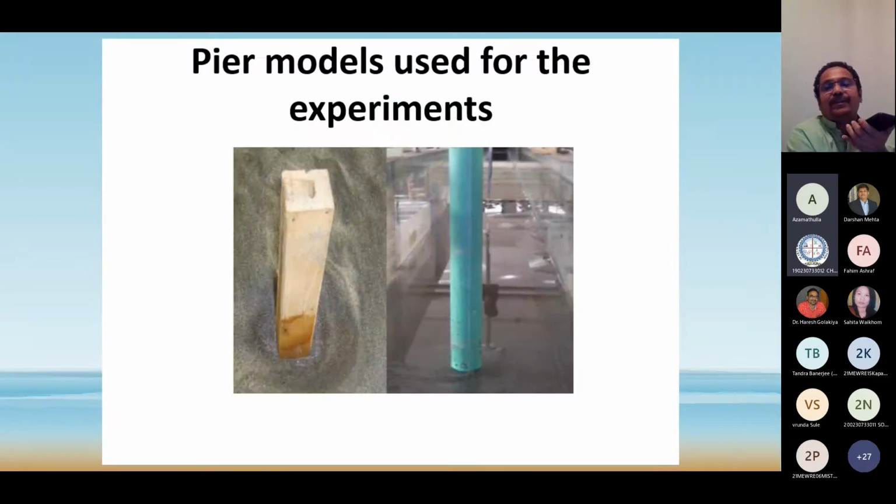Yes, one of my students from Pakistan, I think. See, he conducted some experiments. Initially in a flume, he conducted with circular pier and square pier. And also you can see how scour techniques were observed. Next slide, please.